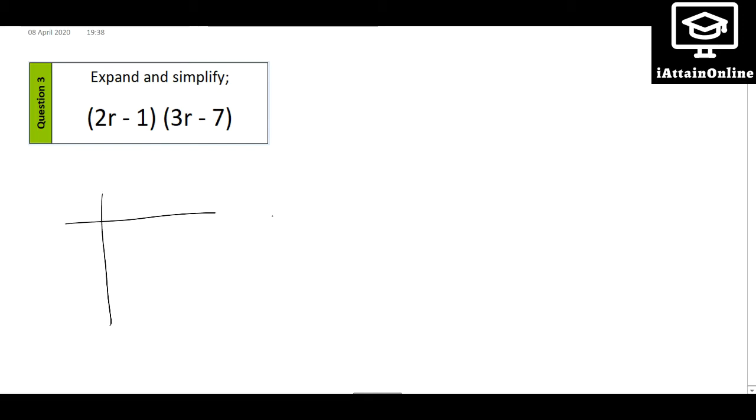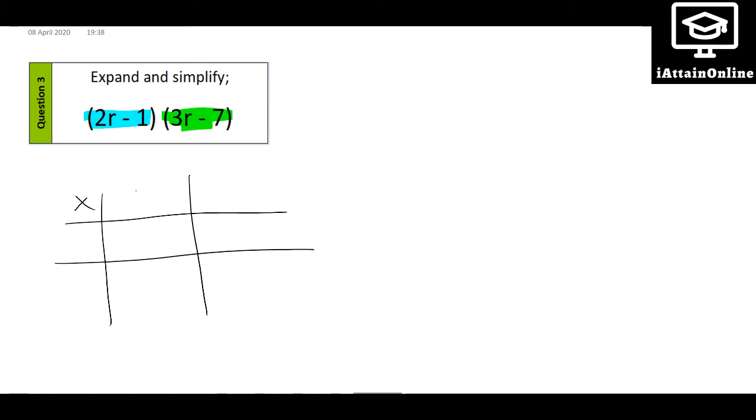Again, I'm going to set out the grid method, and I'm going to write in my first bracket and my second bracket. So along the top, 2r negative 1, and down the side 3r negative 7, and then just multiply these two terms together. When I'm multiplying 2r times 3r, that's going to give me 6r squared. 3r times negative 1 is going to give me negative 3r. Negative 7 times 2r is going to give me negative 14r.